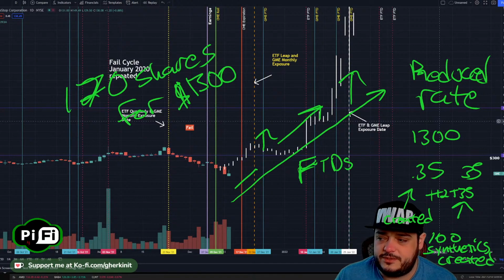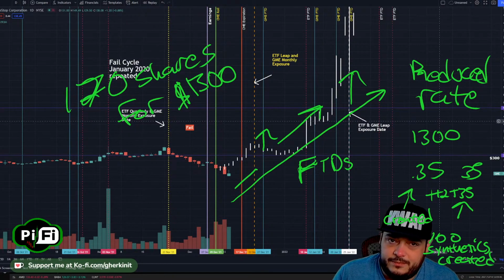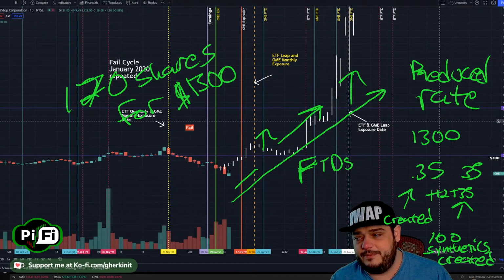Like, if you want a short squeeze and, you know, we're tapped out, we don't have a lot of money, this is the best way to create one.